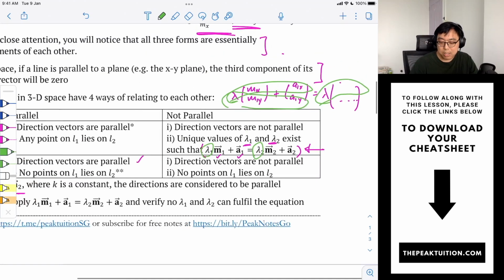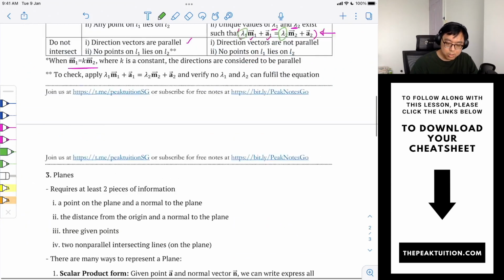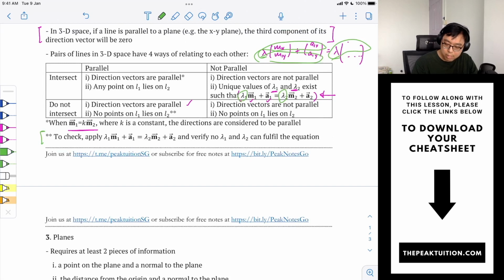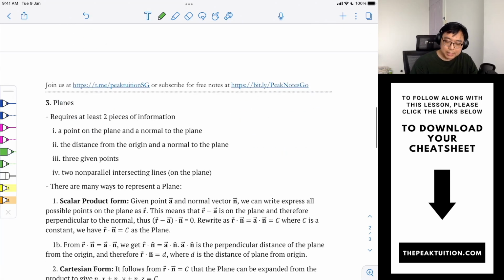If it's 3D, it's the same thing. Just equate this, solve the simultaneous equation, find the two lambdas. Okay? So, in fact, it's written here. And that concludes most of the lines interaction with each other.